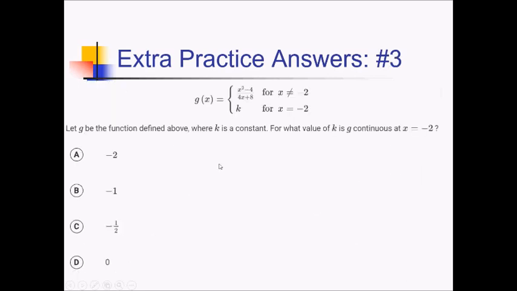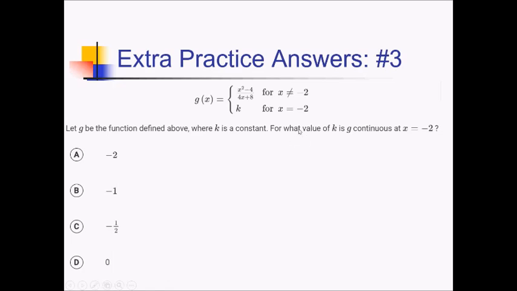For this problem, we're defining g as this piecewise function, and k is a constant that we don't know right away. We want to know what value of k we need to use for g to be continuous at x equals -2. Okay, well, a good way to start this is to basically start a continuity proof, which means we have to find the limit at -2, the function value, and then make sure that those two things equal each other. So for finding the limit at -2, we're asking what is this graph doing as I get really, really close to -2, but I'm not exactly equal to -2.